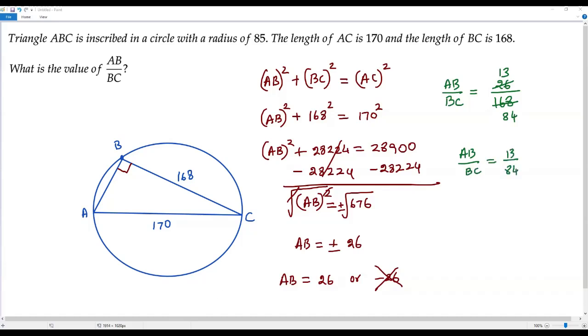Okay, now I can leave this 13 over 84 as the value for AB over BC. Otherwise, I can divide 13 by 84 and get it as a decimal. When I divide 13 by 84, I'm getting a long decimal. When I round it to the nearest hundredth, it's approximately equal to 0.15. So the value of AB over BC is 13 over 84, or the approximate value of AB over BC is 0.15.